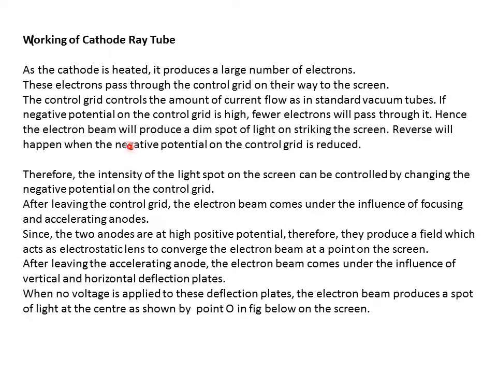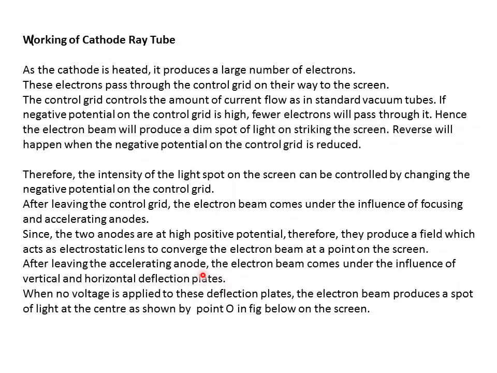The reverse will happen when the negative potential on the grid is reduced. Therefore, the intensity of the light spot on the screen can be controlled by changing the negative potential on the control grid. After leaving the control grid, the beam comes under the influence of the focusing and accelerating anodes. Since the two anodes are at high positive potential, they produce a field which acts as an electrostatic lens to converge the electron beam at a point on the screen.